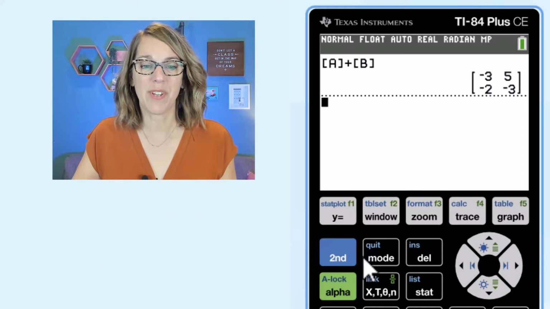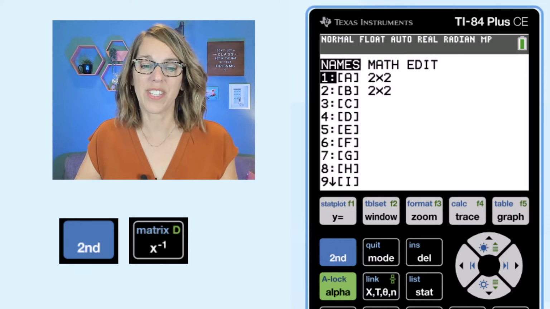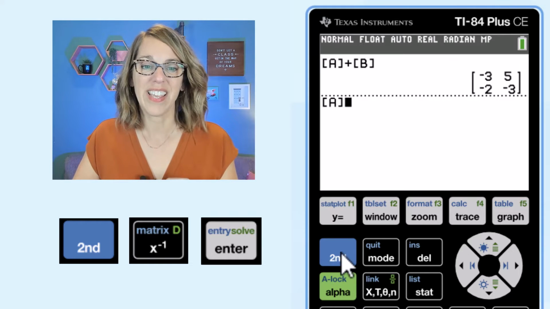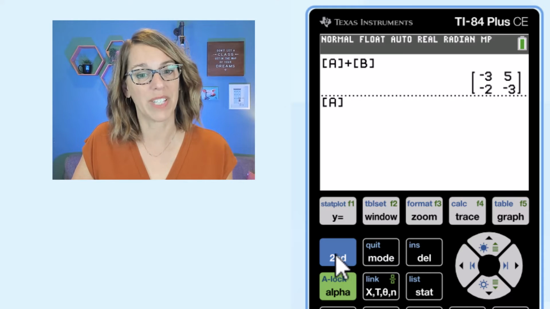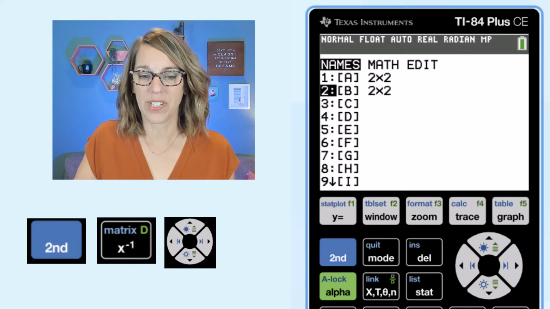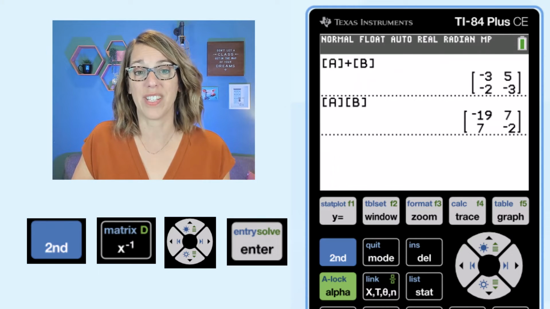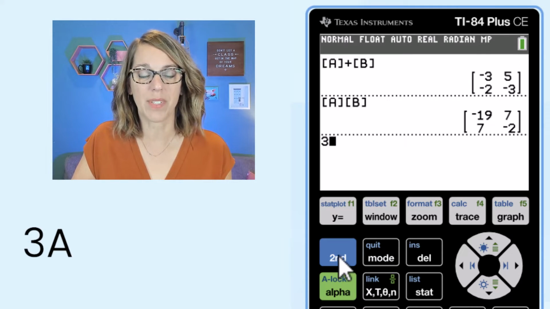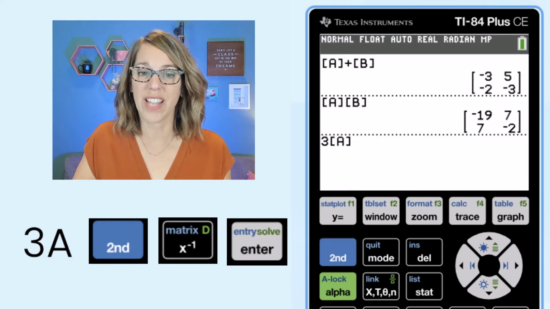Now I can do the same thing with matrix multiplication. So again, going to my matrix menu, so I can go second matrix and then names. I'm going to hit enter to choose matrix A, and I'm just going to leave this without a multiplication symbol, but you could put the multiplication symbol in here. And then second matrix, I want matrix B, and then enter, and there's the product of those two matrices. We can do scalar multiples as well. So say 3 times that matrix. So second matrix, and then enter to get to matrix A.